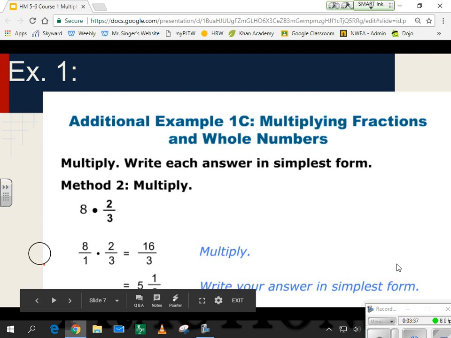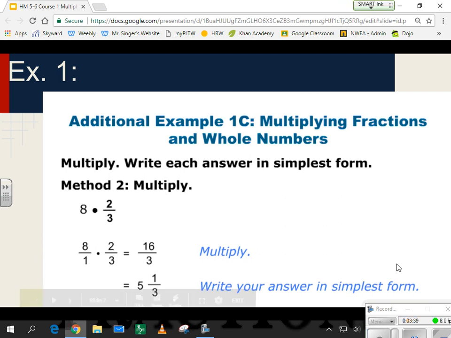So this is the multiplication method. Again, as I said, you can think of the whole number 8 as 8 over 1. Now you're looking at 2 fractions. Although 8 over 1 is an improper fraction, it's still a fraction. So as you can see here, now we're multiplying straight across. That's the difference from adding and subtracting. You're going to multiply straight across the numerators and then straight across the denominators. So 8 times 2 gives you 16, and 1 times 3 gives you 3.